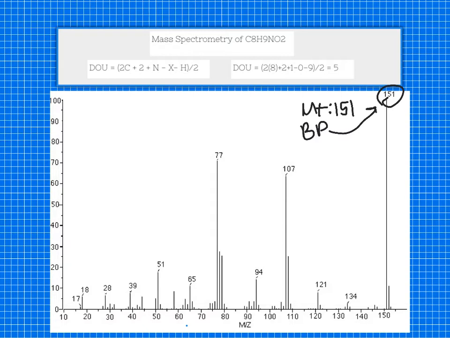The next thing I look at is the degree of unsaturation of the molecule. As we can see up here, I already did that. I typed it out so it would be a little bit cleaner. This is our formula: 2C plus 2 plus nitrogen minus halides minus hydrogens, all over 2. When I plug in my numbers from the molecule, we get a DOU of 5. That means we could have something like a benzene ring, which has a degree of unsaturation of 4, and a double bond somewhere else, or a different combination of things like that.